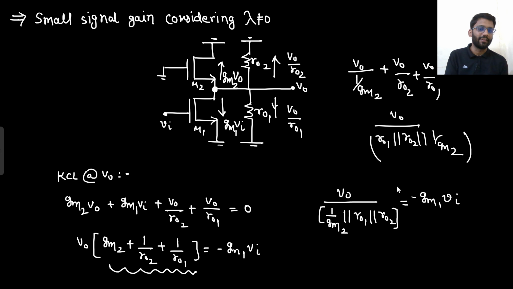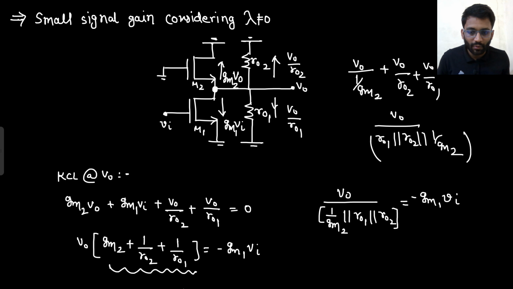This will be used again and again, so I will not be explaining again and again. I hope you will be comfortable with this. V naught upon 1 upon gm2, V naught upon R naught 2, V naught upon R naught 1. So you can write 1 upon gm2 parallel with R naught 2 parallel with R naught 1.